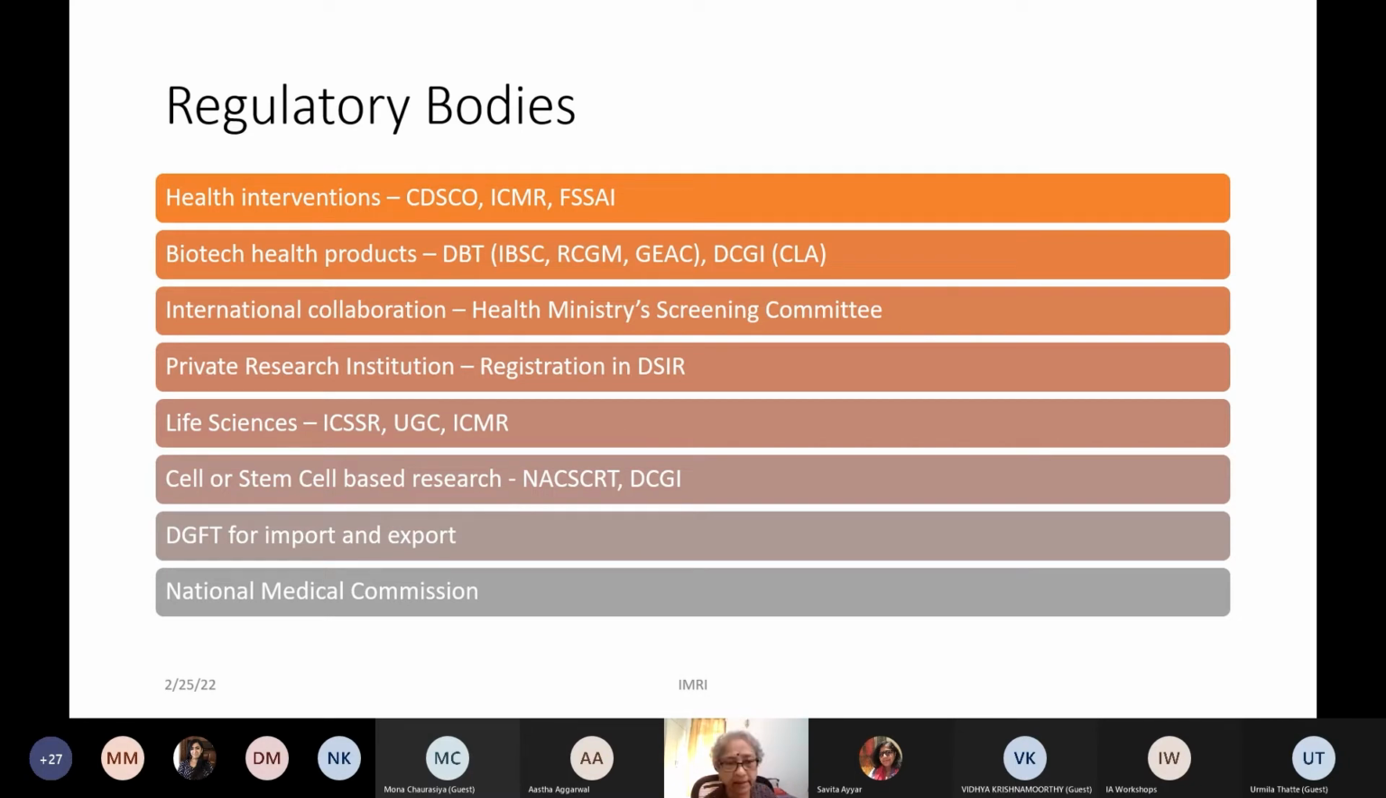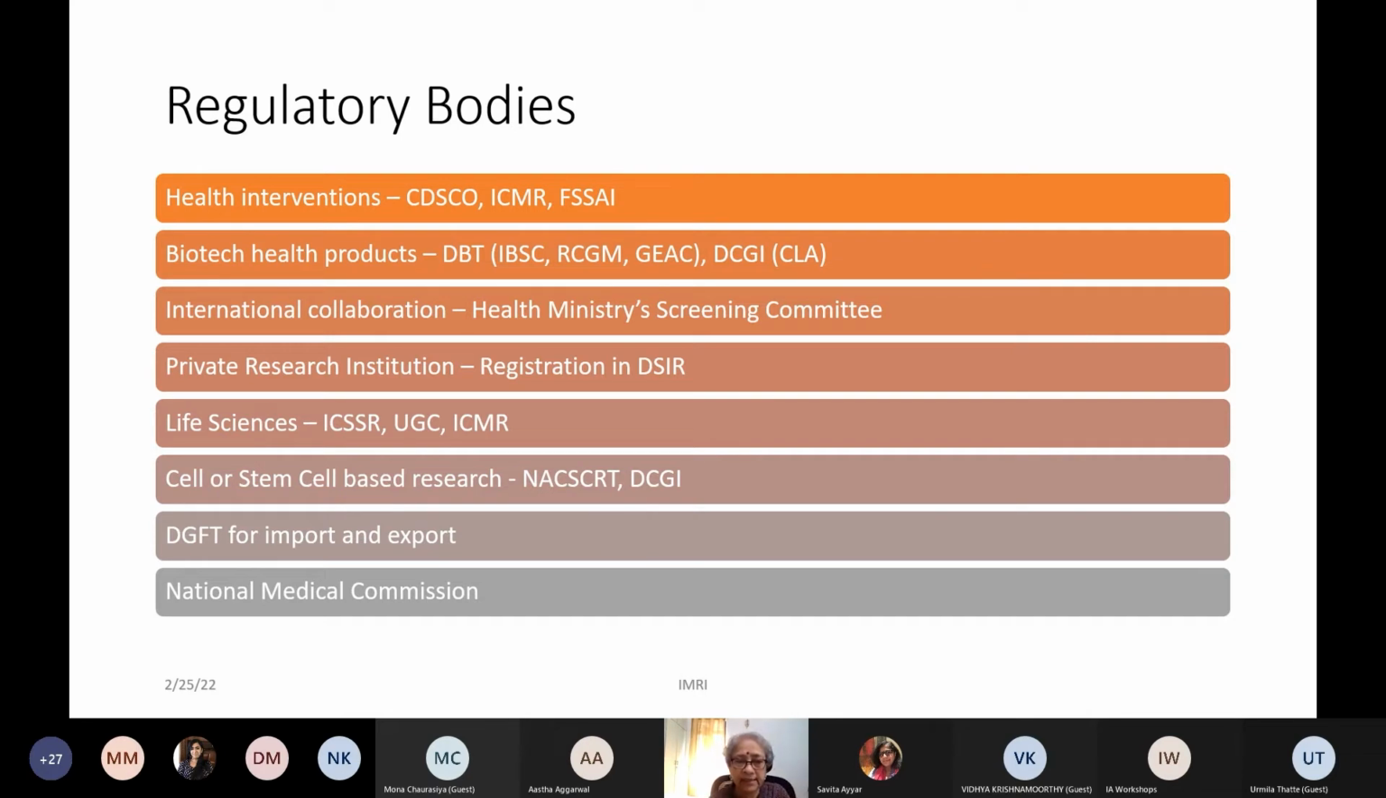For the DGFT to actually be responsible, DGFT has simply washed its hands, saying that the responsibility is with the researcher. So from whichever agency it requires approvals, all that should be in place.